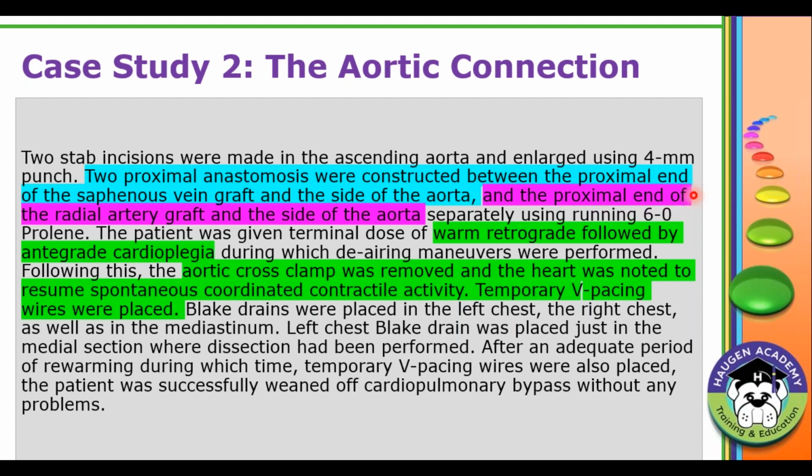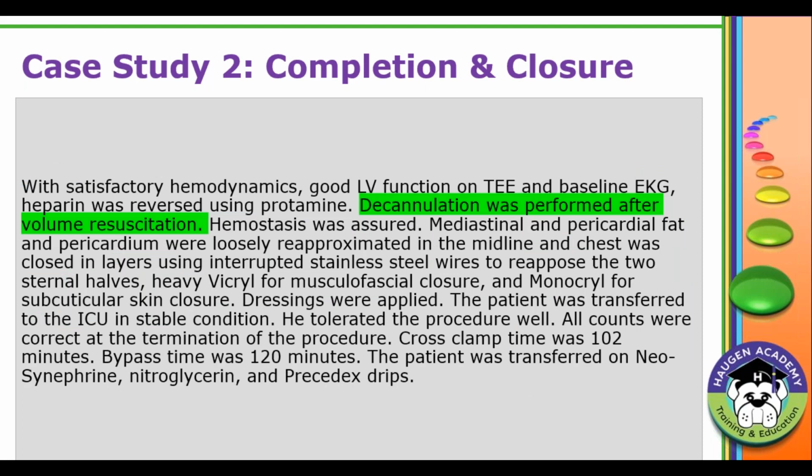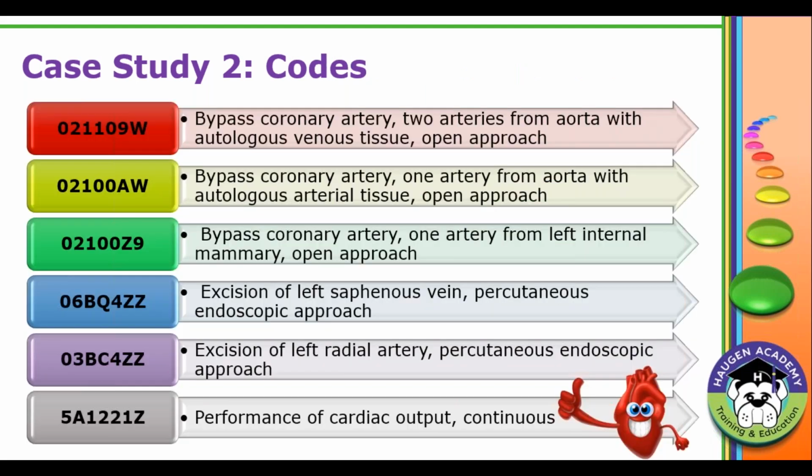And then in fuchsia, the proximal end of the radial graft, because this was a free graft. LIMA, we don't have to worry about that proximal anastomosis, but we do on the radial graft, which was also anastomosed to the aorta. And then everything in green is about weaning the patient off of cardiopulmonary bypass, more weaning and closure, and then our code assignment.